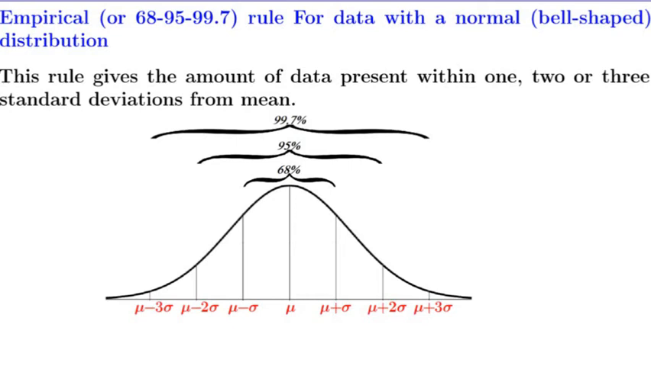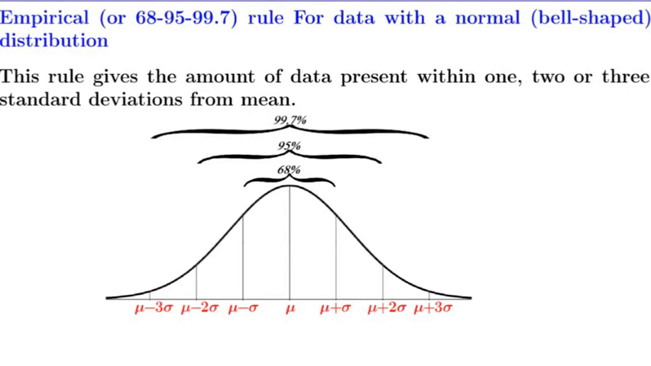Here I am going to talk about the empirical rule. The empirical rule is also called the 68, 95, and 99.7 rule. This rule gives the amount of data present within 1, 2, or 3 standard deviations from the mean. So let me explain the graph here.